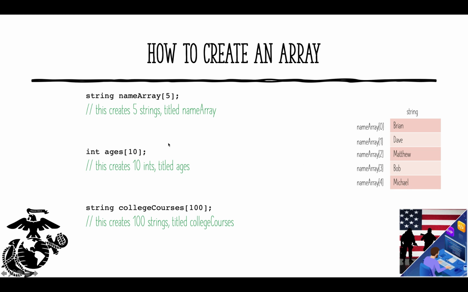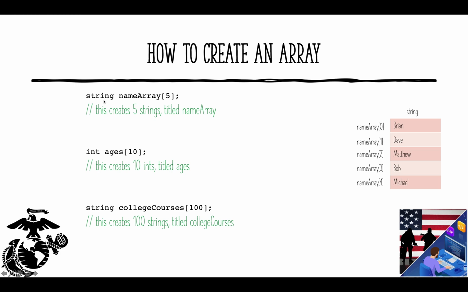So here's an example of how to create things. In the previous slide we showed that you can put a variable in here, or you can also just put an integer to actually hold its value. So this creates 5 strings and they're titled name array. Again, that's our example we have over here. And now this is how you create it of type integer. This creates 10 integers titled ages. And we did it for strings. We're going to create college courses. This creates 100 strings titled college courses.